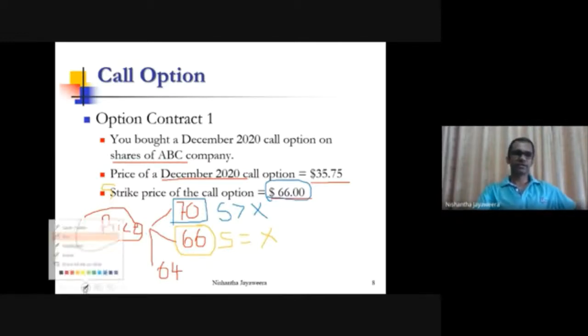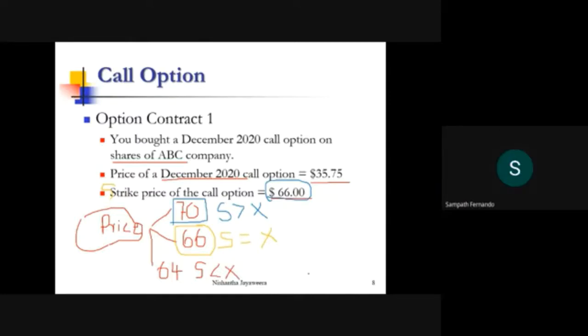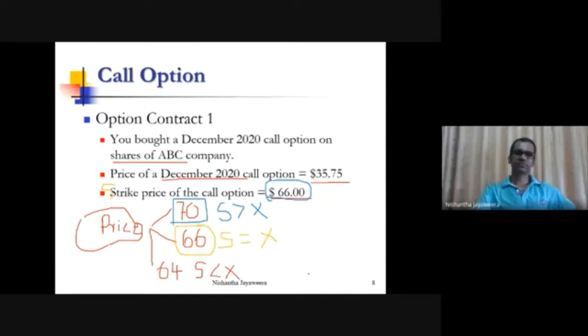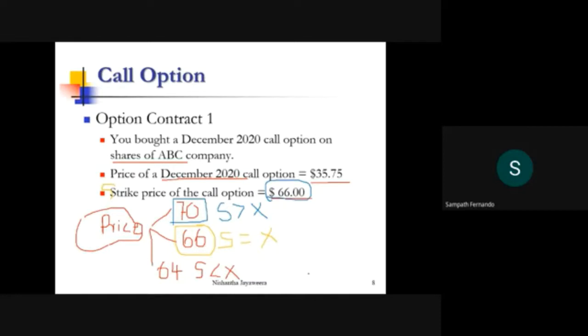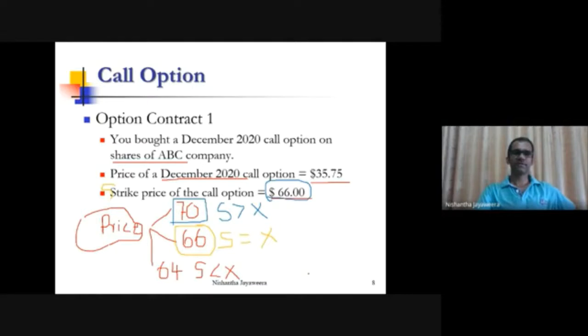Okay, now let's consider the third option or the third scenario. When the spot price is less than the strike price, what do you do? In the first scenario, can we, as buyer, leave it as it is? No, we have to exercise our right. You don't have any obligation. So if you don't want to purchase, you can let it expire. But as a rational investor, you won't do that.